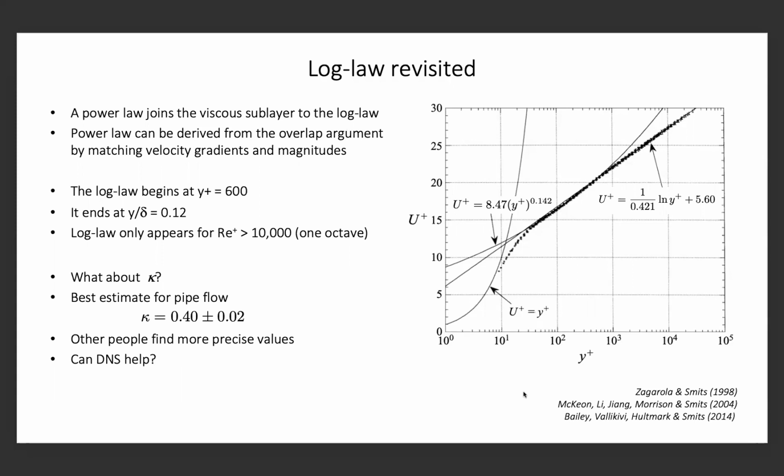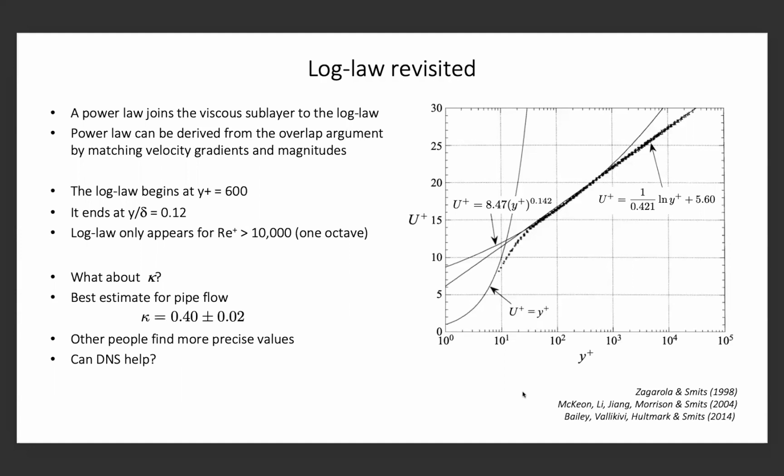And now other people find more precise values. And so I tend to disagree with that, because we've tried our darndest in the best possible facility for measuring this, and we have this kind of level of uncertainty. So another question, can DNS help?